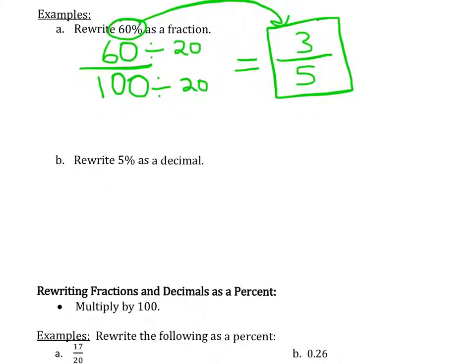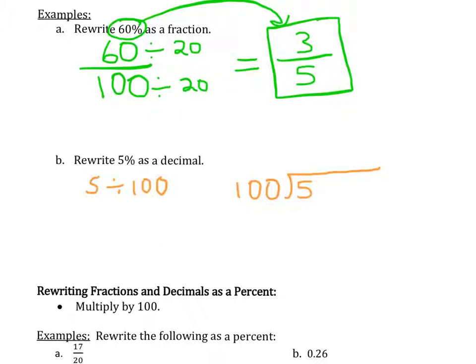All right, in this example, we're going to change 5% to a decimal. Since I know I need a decimal, I'm going to divide it by 100. I'm going to have 5 divided by 100. But since I want a decimal, I'm just going to go ahead and do the long division. I don't even have to worry about writing it as a fraction.